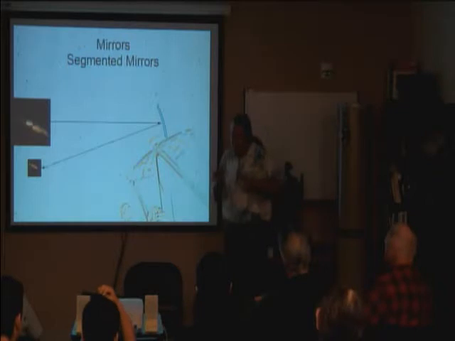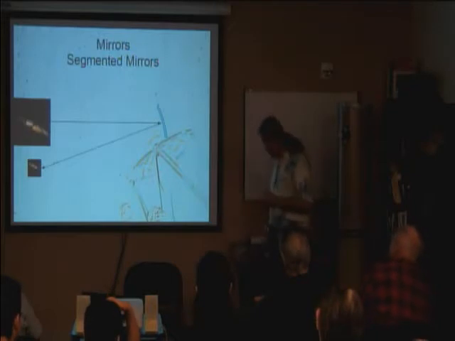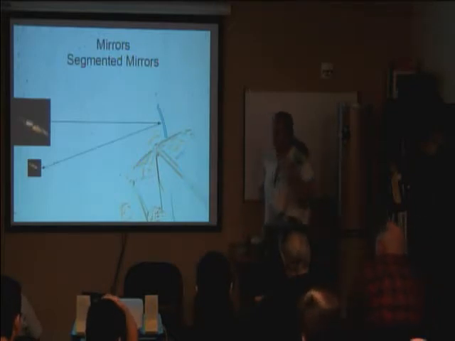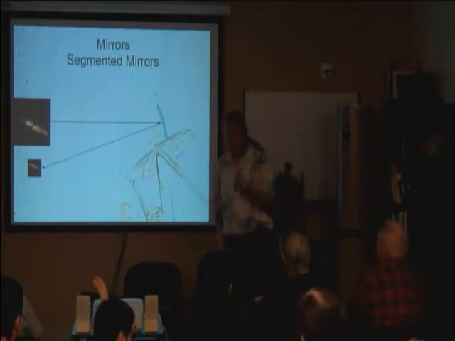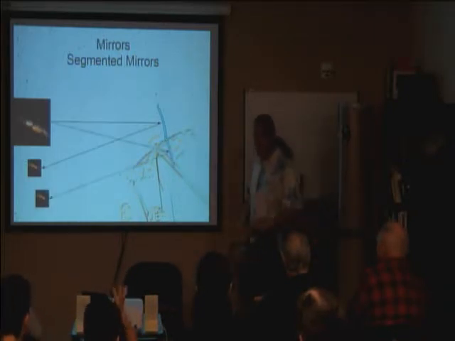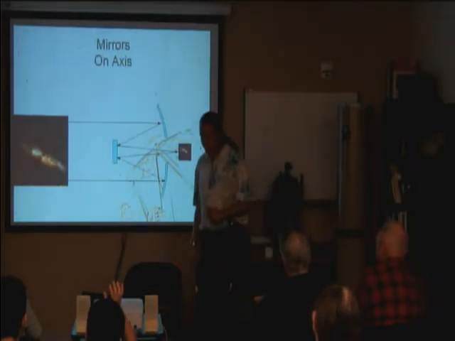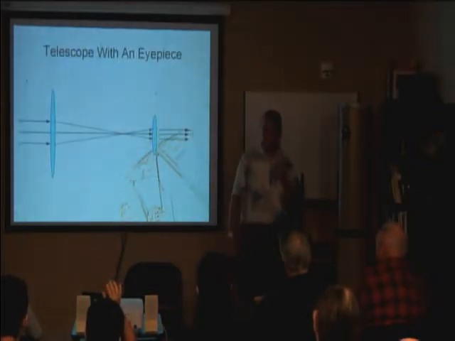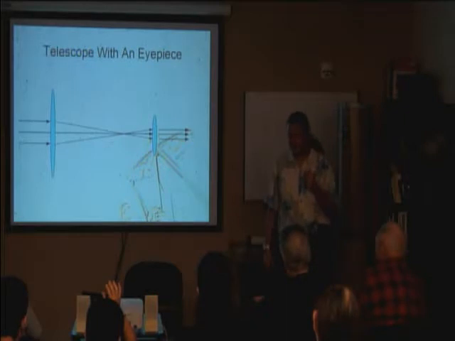Well, okay, we could put another element in there that can flip it right side up. But really, already we're talking about something slightly different, right? We're talking about a telescope that we look through an eyepiece. Okay? So something like this.